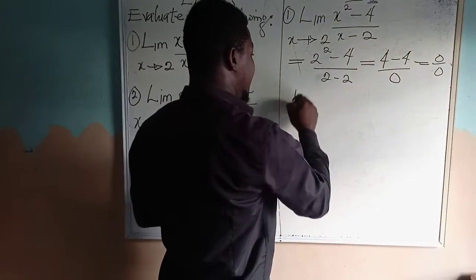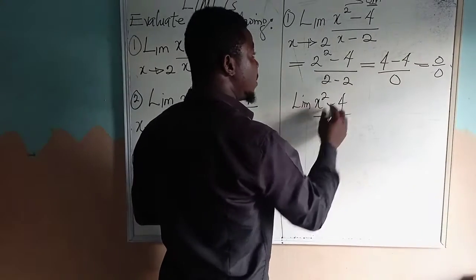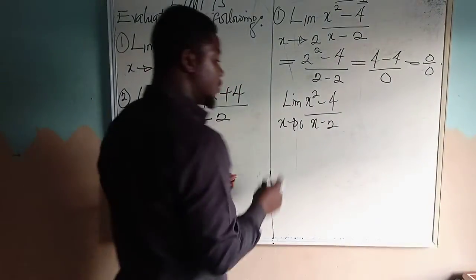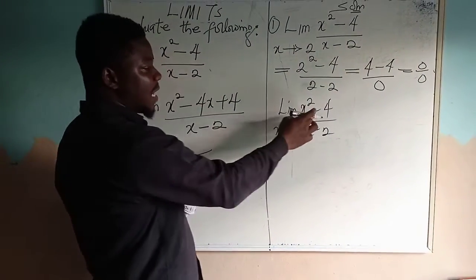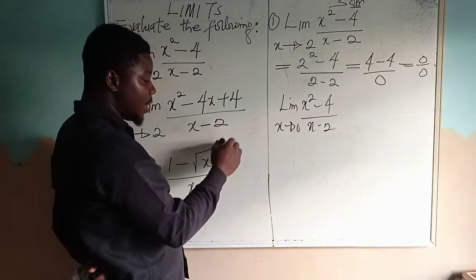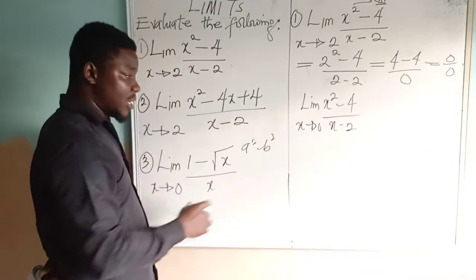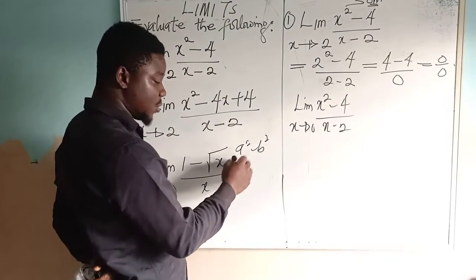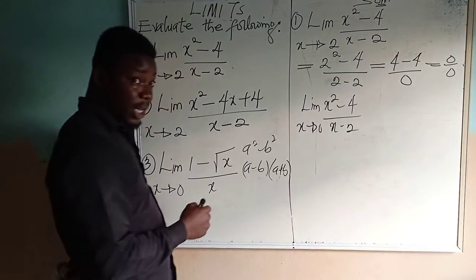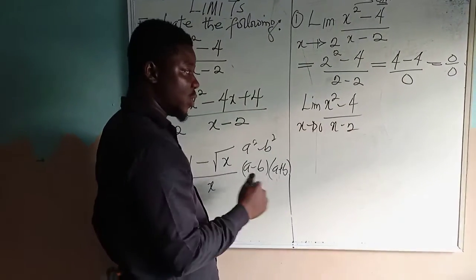So we have limit of x to power 2 minus 4 divided by x minus 2 as x tends to 2. Now, if you observe this numerator, you discover that it's just like something like a squared minus b squared, which is the difference of two squares. And of course, this is equivalent to (a minus b)(a plus b). So with this idea, you can evaluate this. Now, this is what you do.